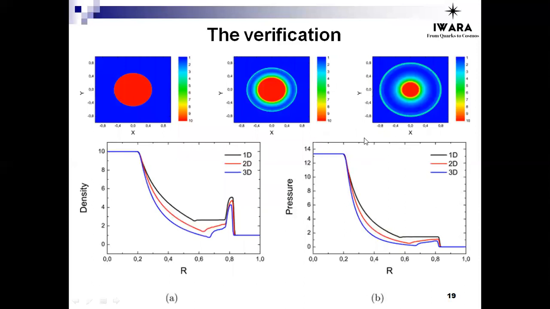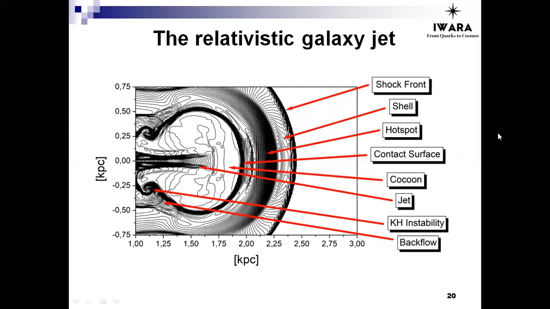And the multi-dimensional, one-dimensional, two-dimensional, three-dimensional blast wave test is on this slide. We simulated a relativistic galaxy jet, and the full structure of the relativistic galaxy jet is shown: the shock front is here, the shell, the hotspot here, the contact surface, the cocoon, and of course the jet, and two very interesting flows, Kelvin-Helmholtz instability here, and the backflow of the galaxy jet.